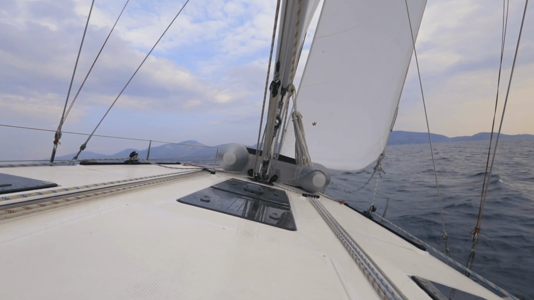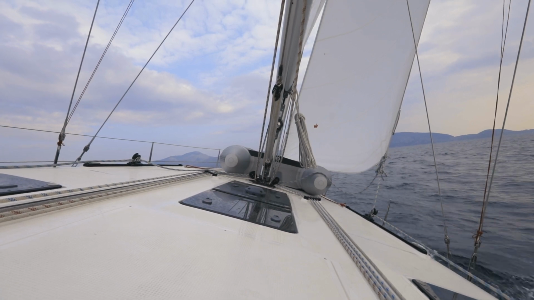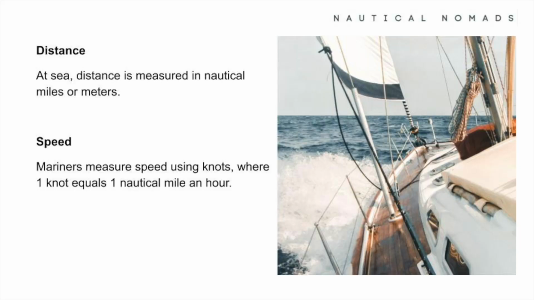We will now cover distance, depth and height. These are fundamental concepts that every mariner needs to understand to navigate safely and effectively. Let's get started. Distance. At sea, distance is measured in nautical miles or meters. 1 nautical mile is equivalent to 1,852 meters.